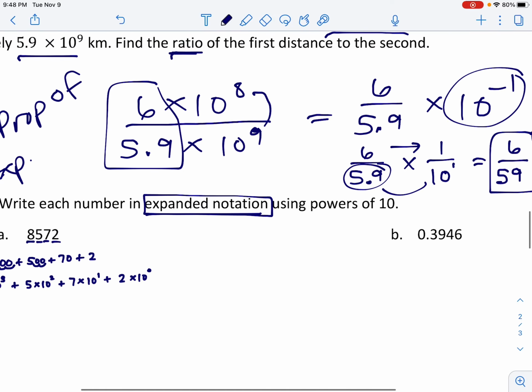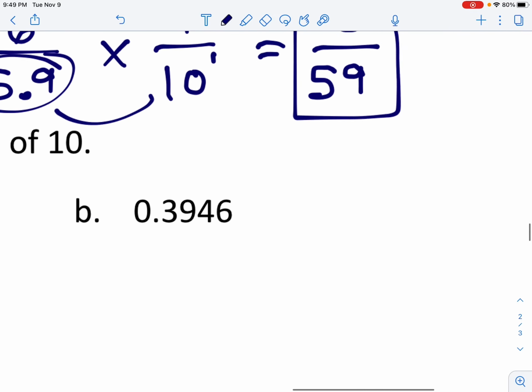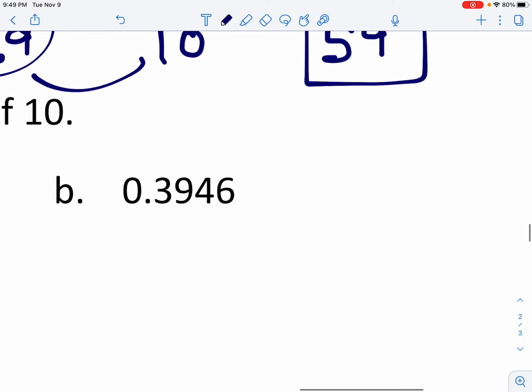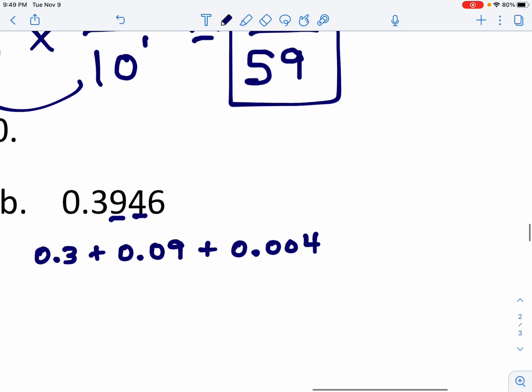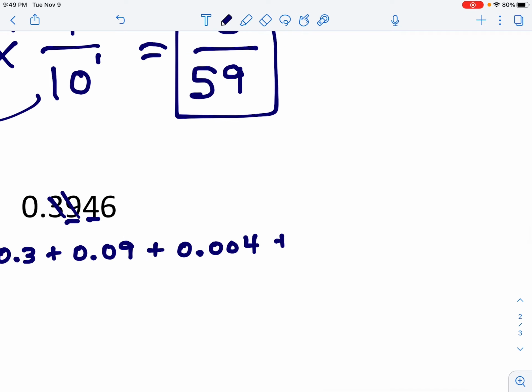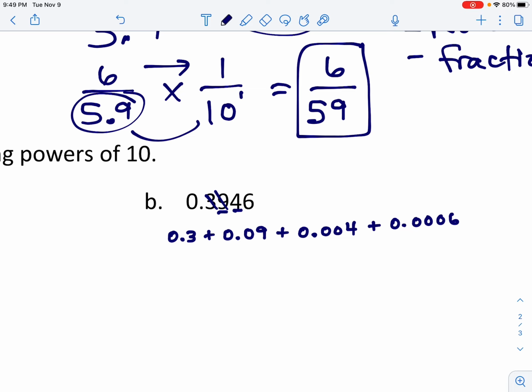This one over here is the very, very small number. So we're going to write it just like we see it, okay? So this is 0.3 plus 0.09, because it's right here in this place, so we get rid of the 3, plus 0.004 for that one, because there's two other places in front, and plus 0.0006. Now we have to write those in scientific notation.